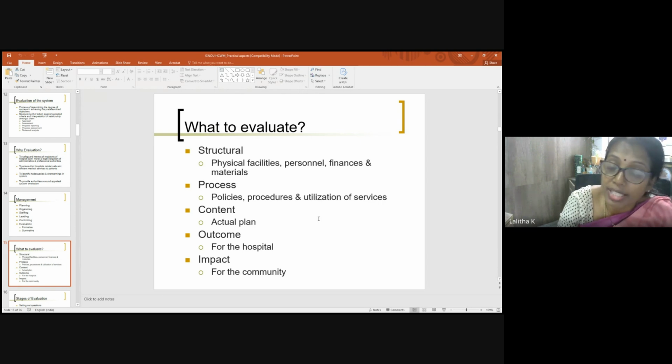Is there any hazard from our hospital waste which is affecting the community? As a hospital, you can also see whether our outpatient numbers are increasing. This is one of the components, right? Even in your Kayakalp you have seen that waste management is an important part of evaluation. Any questions still here?